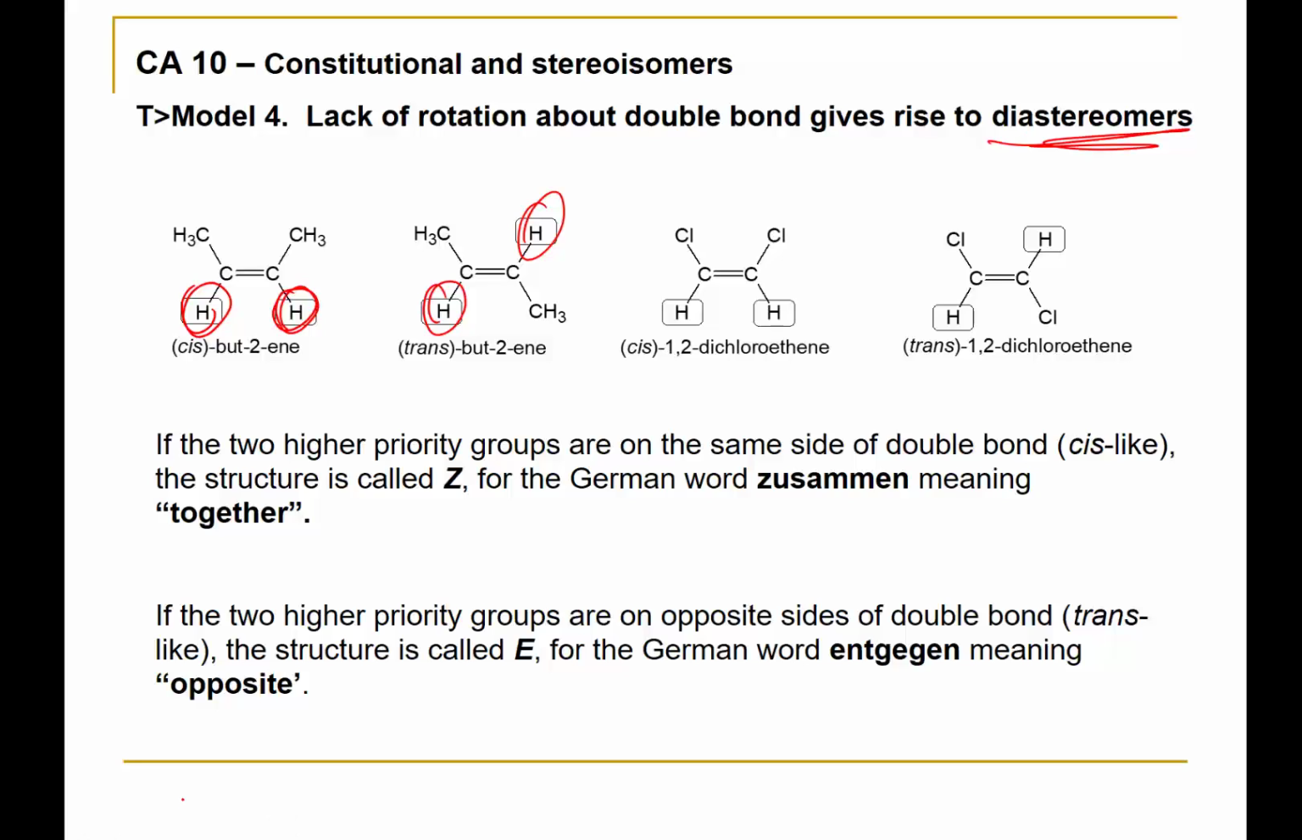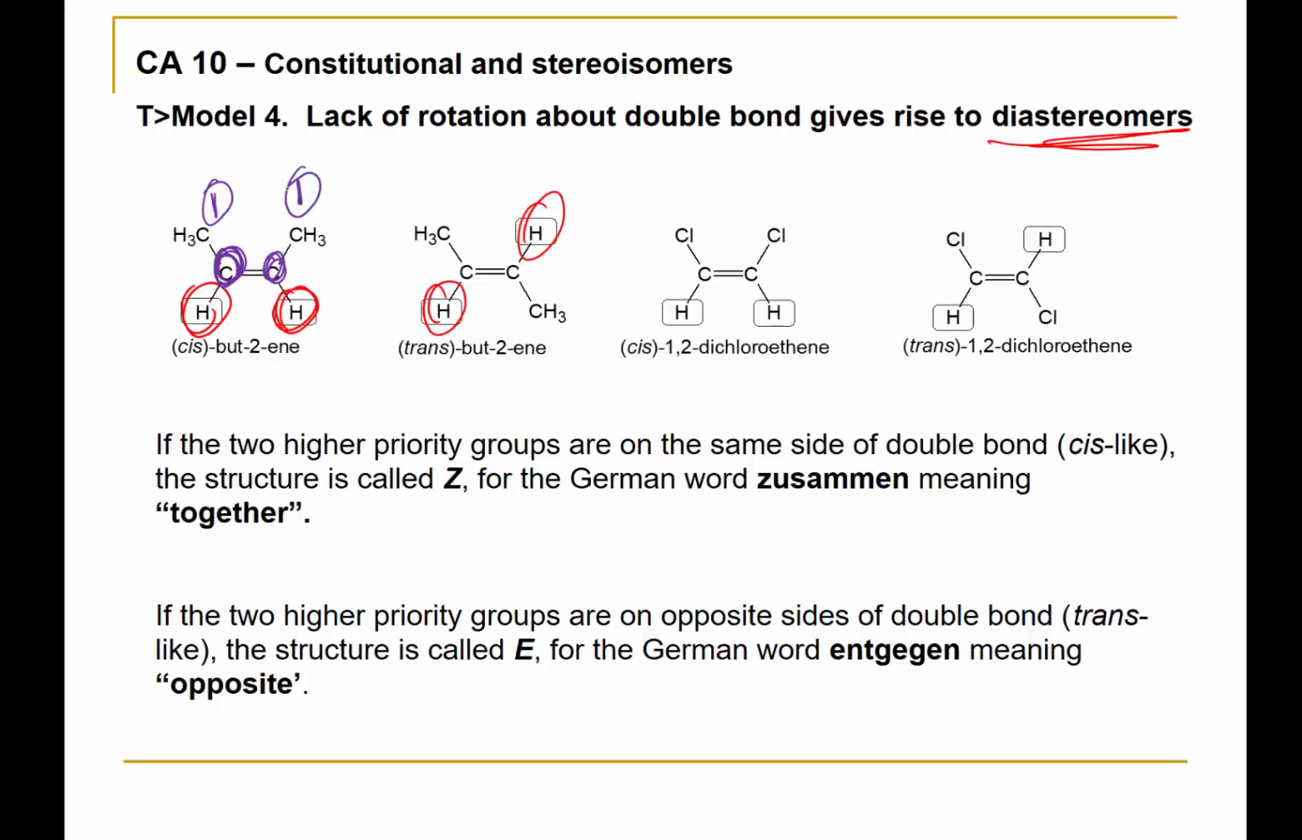And I'm going to change my pen color just to highlight this idea. Start by looking at one of the carbons. I typically work from left to right if possible, and ask yourself what groups are attached to that carbon. And you're going to prioritize according to atomic number. So going down, I see a hydrogen. Going up, I see a carbon. Carbon has a higher priority, so I would label that as 1. Then I look at the next carbon as part of the double bond, and again I prioritize the groups that are attached to that carbon. I see I have a hydrogen and I have a carbon. The carbon wins.